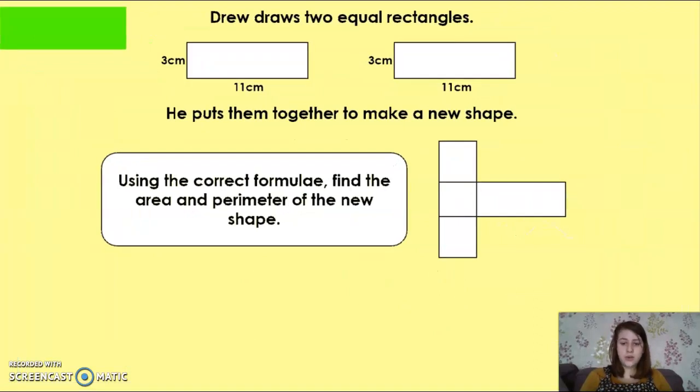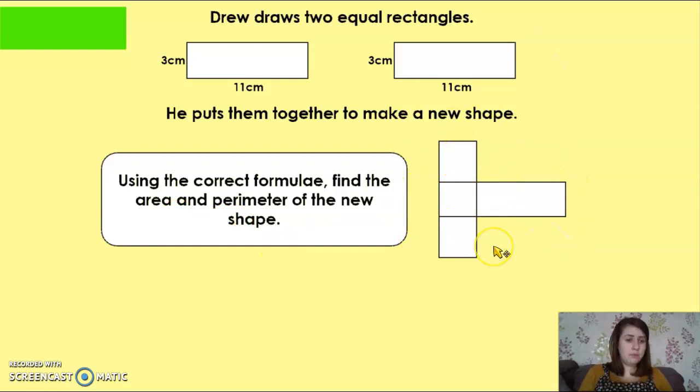Okay, final question for us today before you go off and have a go at the sheets. So Drew draws 2 equal rectangles. Now they're both 3 centimeters by 11 when they're by themselves. But then he puts them together to make a new shape. Then it says, use the correct formula to find the area and perimeter of the new shape, okay?